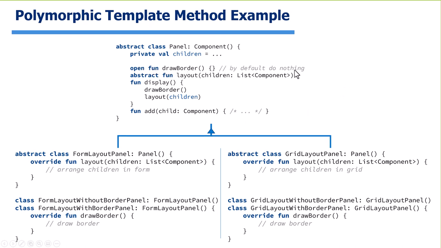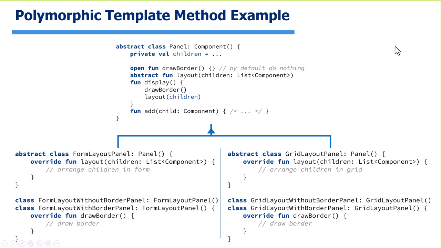And notice how I'm just defining it as not doing anything. You can override it to put a border in or not, but you don't have to. And then for the actual layout, how we're determining where the children go, that's another function. In this case, we're just making it abstract so that it has to be defined in the subclasses. There's no reasonable default. For drawing a border, the reasonable default is don't do anything. And then to actually display things, we're going to draw the border and lay out the children. Boom. And then we give ways to actually add these children to the panel.